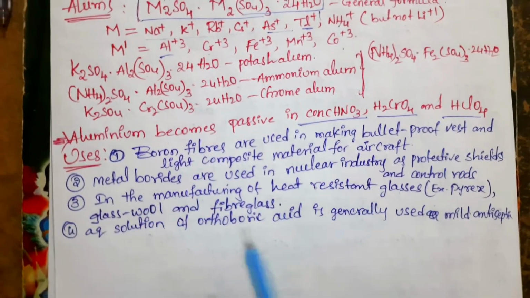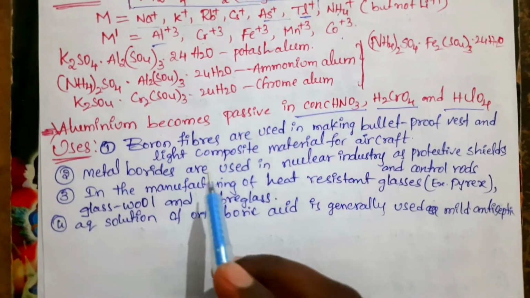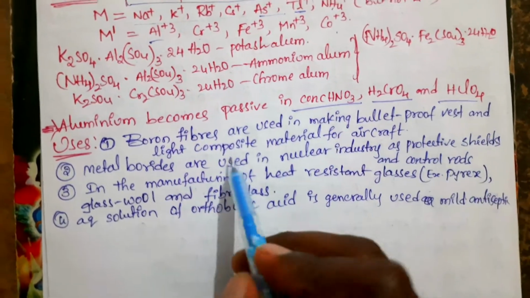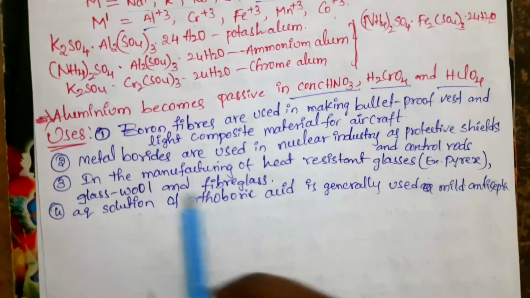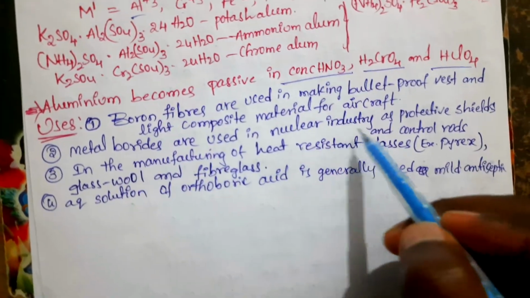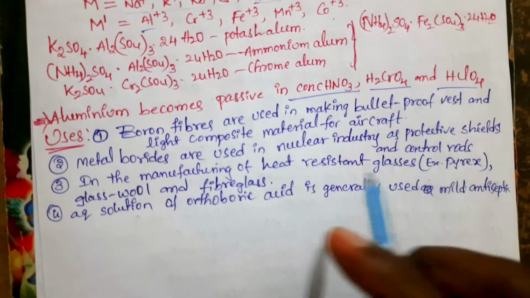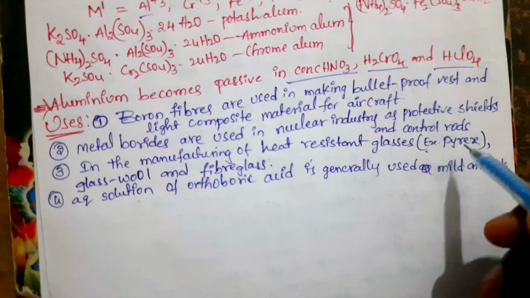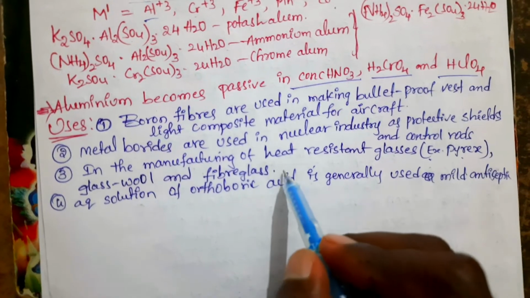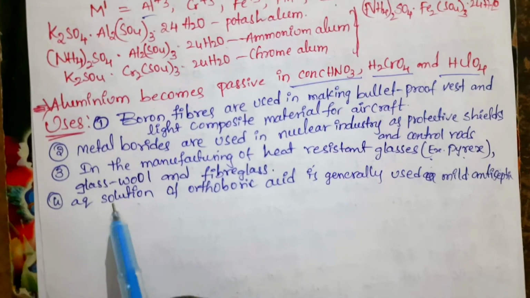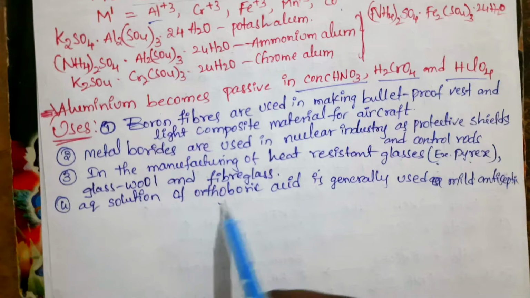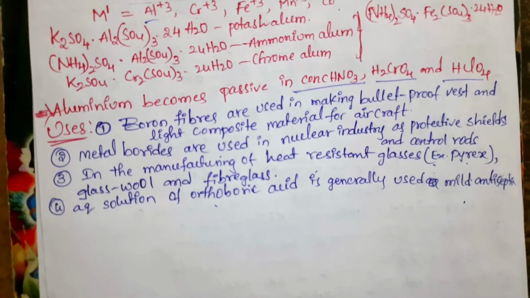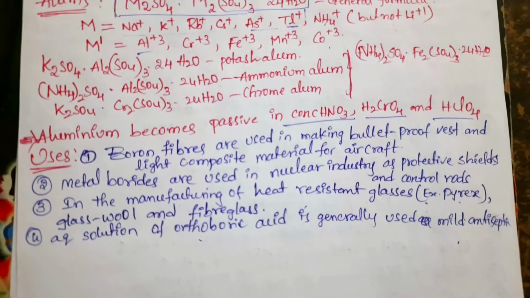Now the uses of the boron family. Boron fibers are used in making bulletproof vests and light composite material for aircraft. Metal borides are used in nuclear industries to control the speed of the neutrons. In the manufacturing of heat resistant glasses like Pyrex, glass wool and fiber glasses can be manufactured. An aqueous solution of orthoboric acid is generally used as a mild antiseptic for eyes. These all are uses. This is the complete concept of the boron family.